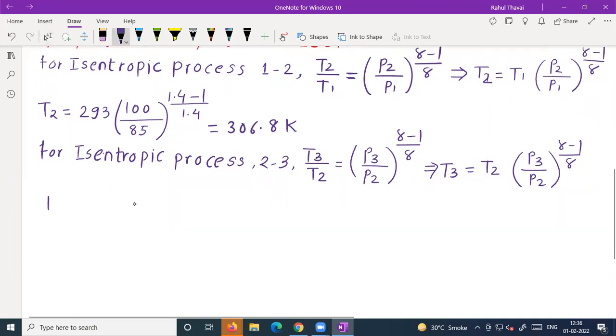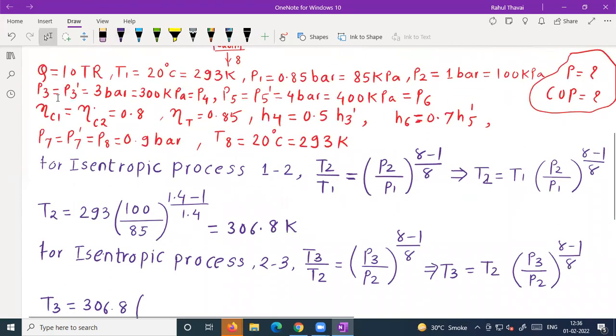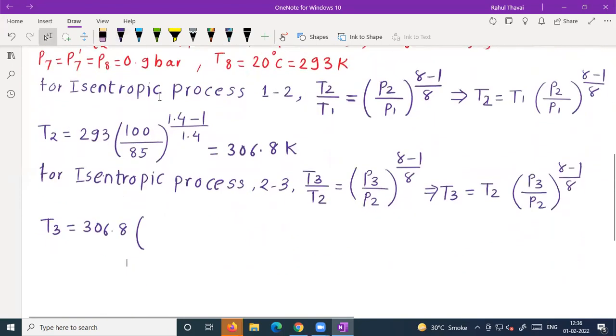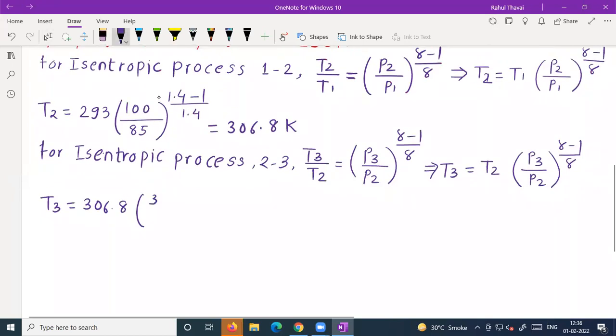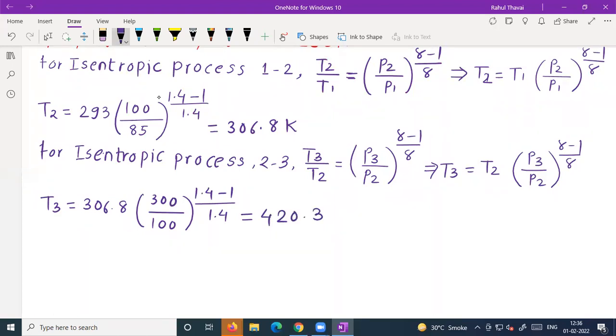So now let us put in the values. T3 is given by the value of T2, which we already know, 306.8, into P3, which is given as 300 kilopascal, divided by P2, which is 100, raised to power gamma, 1.4 minus 1 divided by 1.4, right? When we calculate the value of T3, it comes to 420.3 Kelvin. It's a simple calculation, so I'm not showing those calculations.